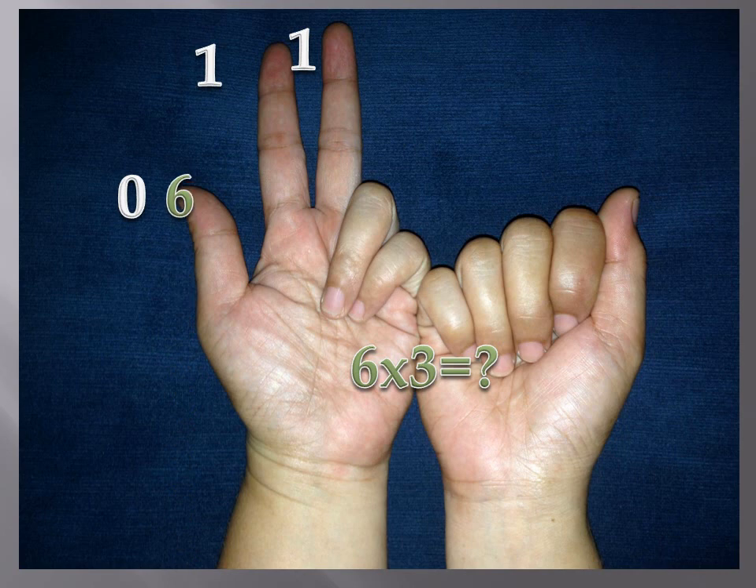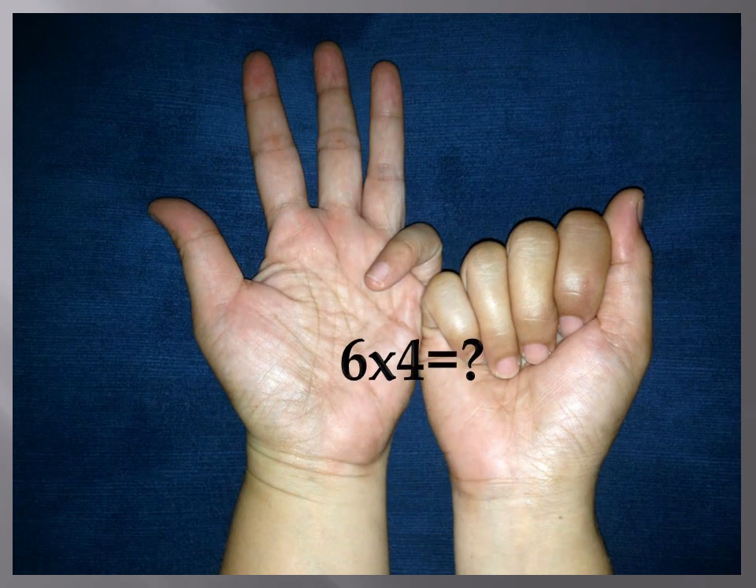Proceeding to the ones digit sequence, we have 6 as the first finger. And then we have 2 for the second finger. And then we have 8 for the third finger as its ones digit. Trying to observe the third finger, there we can see the number 18. And that only shows that 3 times 6 or 6 times 3 equals 18.